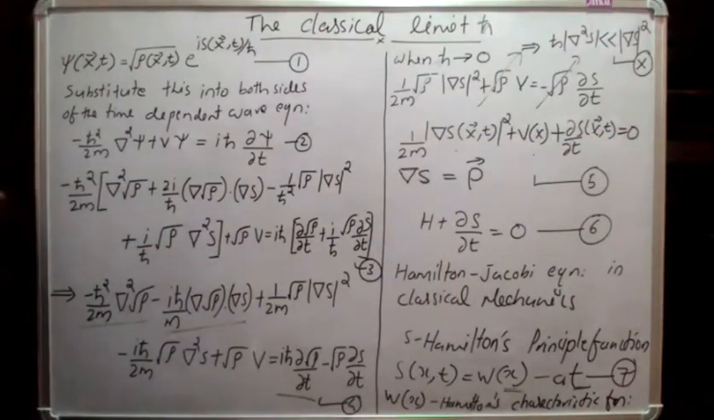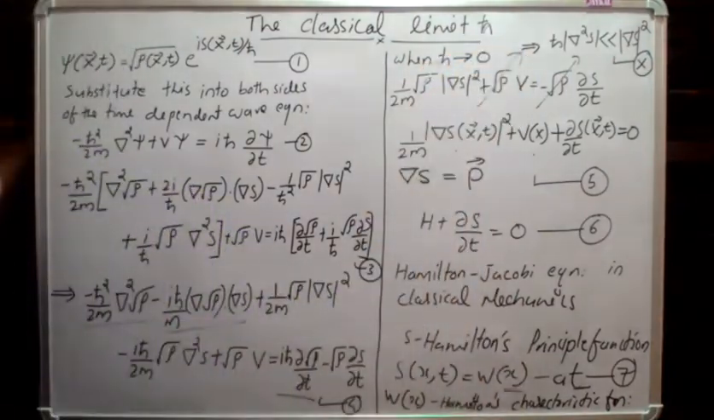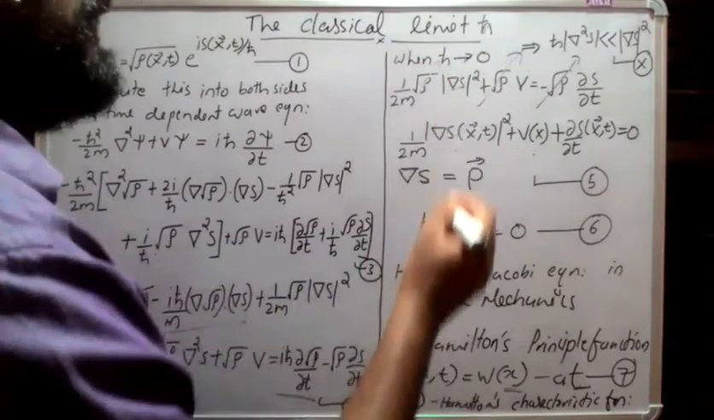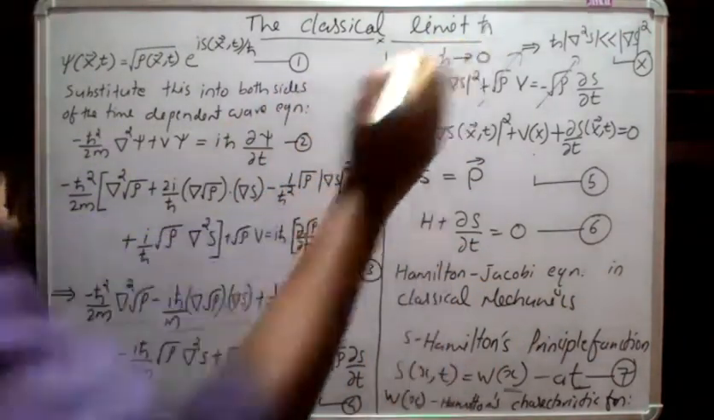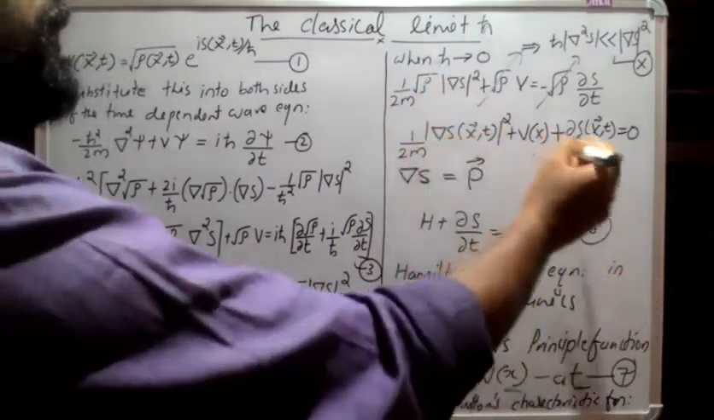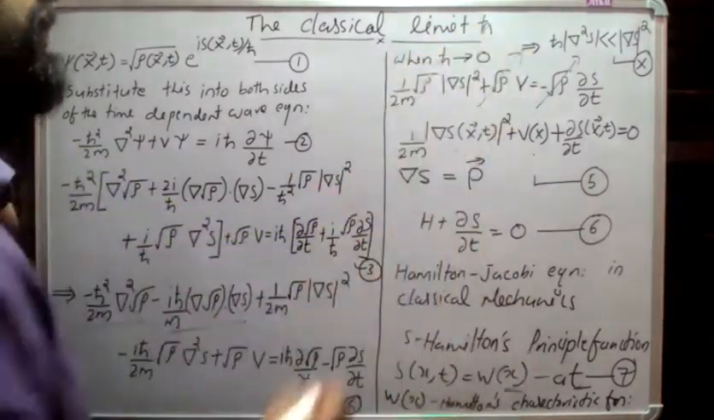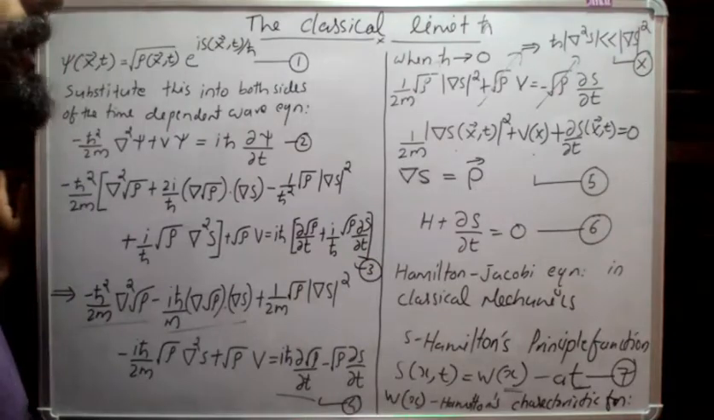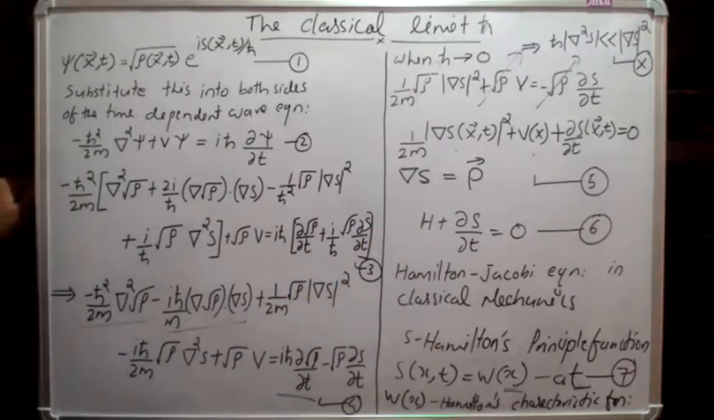So that means when h cross tends to 0, the wave mechanics contains the classical mechanics. When h cross tends to 0, our equation becomes the Hamilton-Jacobi equation. Our equation is similar to the Hamilton-Jacobi equation. That means when h cross becomes 0, the wave mechanics contains classical mechanics.